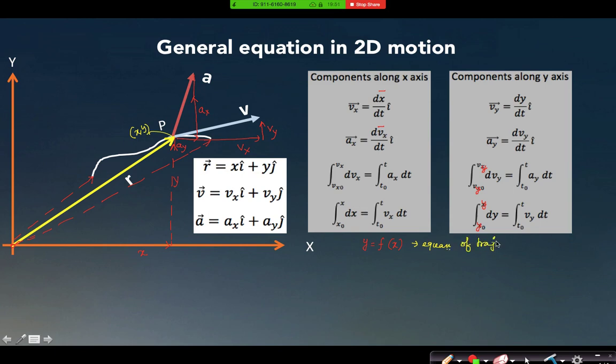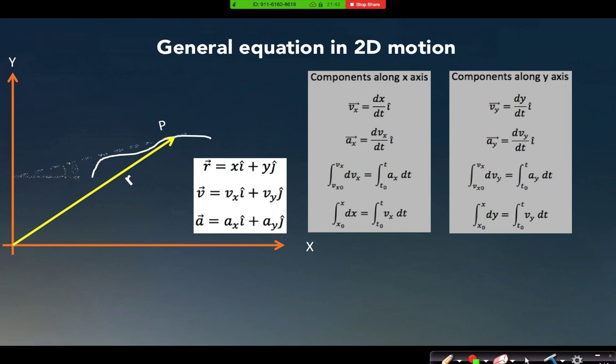The equation of trajectory is also a very general question in two-dimensional motion. As we have seen in projectile motion, the equation of trajectory was a parabolic equation. Now you can see that if I draw a tangent from the point P, this is the theta. Can you tell me what is tan theta representing here? What is actually tan theta? Slope of the tangent.